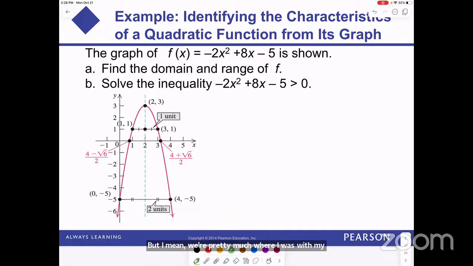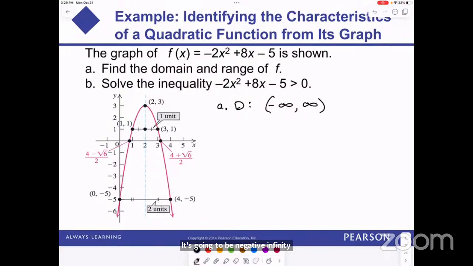It says the graph of this function is shown below. We're asked to find the domain and range of the function and then solve the inequality. So in a graphical sense, the domain is the very left to the very right. So if we took this image and smushed it onto the x-axis, how far left would it go? How far right would it go? So the very left to very right in this context. So for A, the domain is going to be negative infinity to infinity.